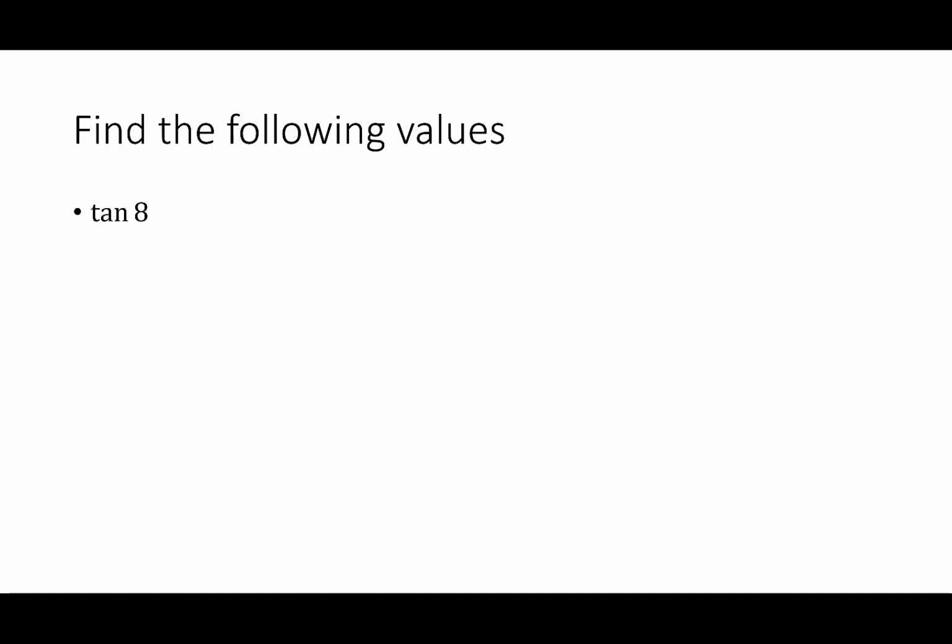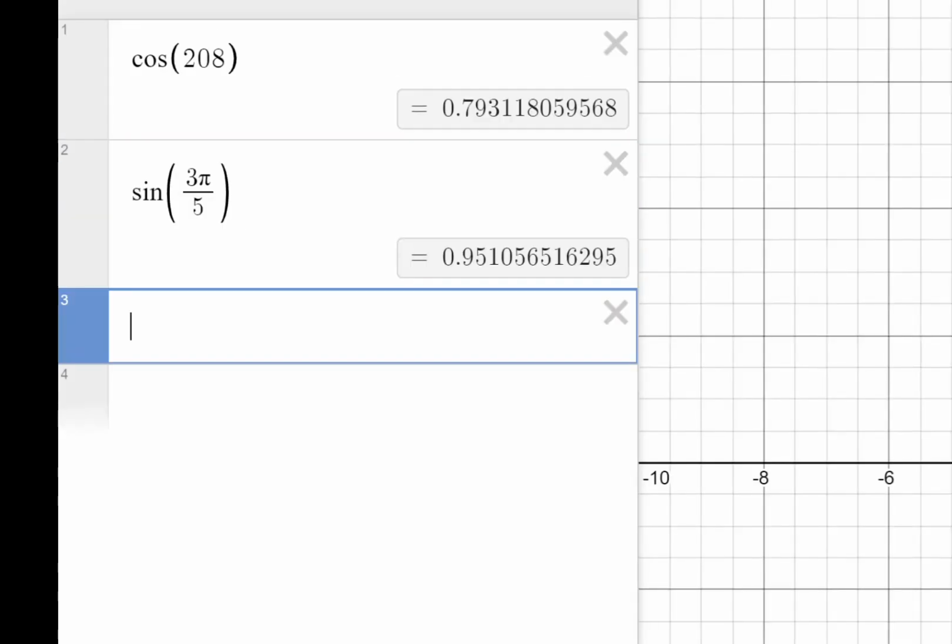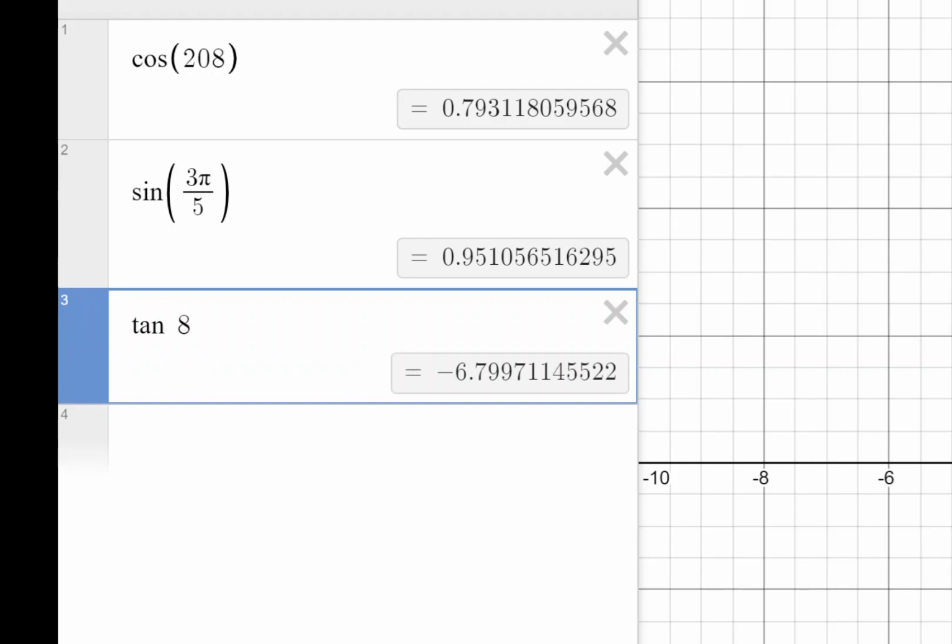The last one says tangent of 8, and the first thing I want you to do is really look at this 8. It doesn't have a pi, but it also doesn't have a degree symbol. Missing the degree symbol is our biggest clue. This tells us that 8 is in radians. We're still in radians from our last problem, so now I'm going to put in tangent of 8. It says negative 6.7997. I'm going to call that negative 6.8.